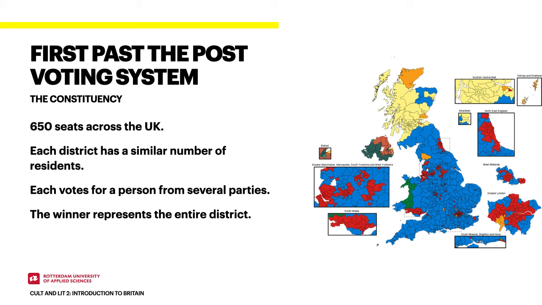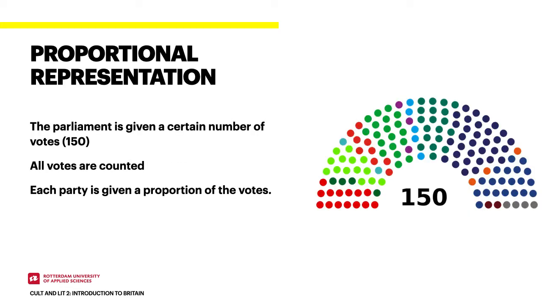Now, this is in stark contrast to the other system that a lot of countries, including the Netherlands, use, which is called proportional representation. In this case, the parliament is given a certain number of votes. In the Netherlands, it's 150. All votes are counted, and each party is given a proportion of the votes.